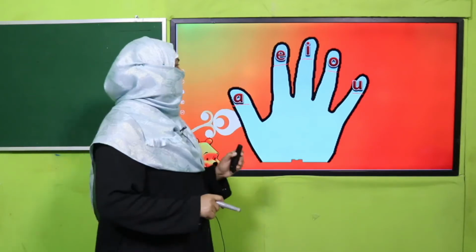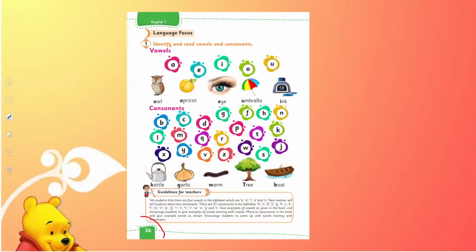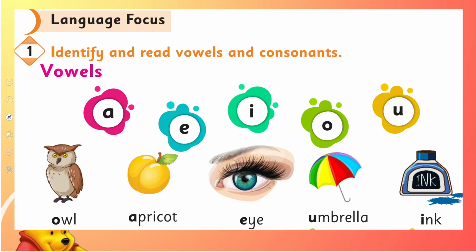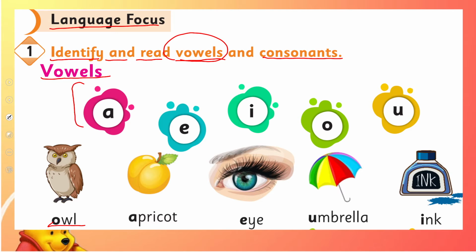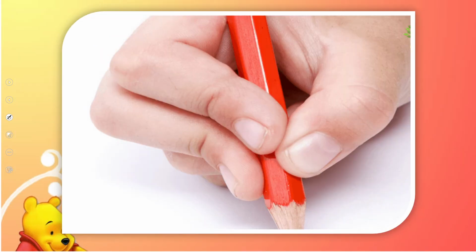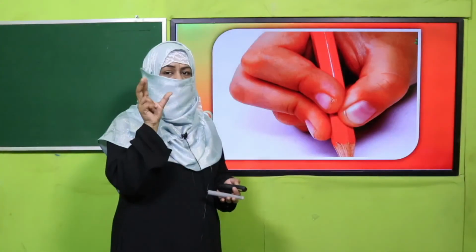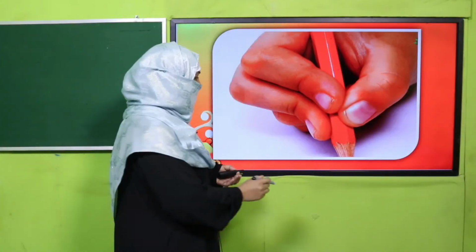Are you sure? Okay, so we are going to practice it from your book. Open your book on page number 26. As language focus, you will identify and read vowels and consonants. We'll read in the next page. So you will identify vowels. Here the words are and here the letters are. You will keep saying these words and match these words with your relevant letter. Before matching, you have to hold your pencil correctly. Remember, I told you we use these three fingers to hold the pens, the way this child is holding.